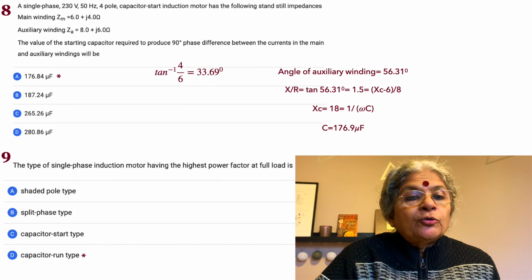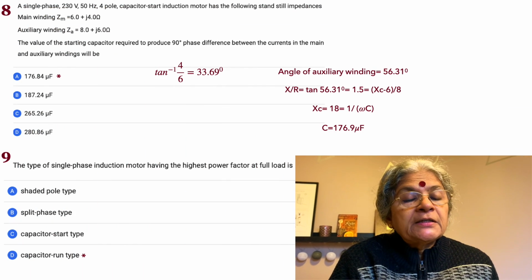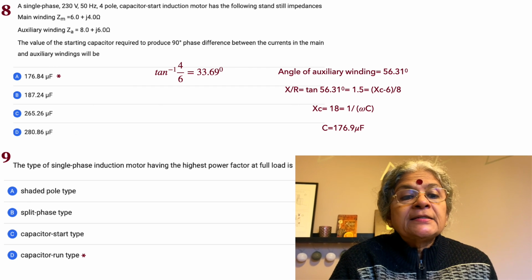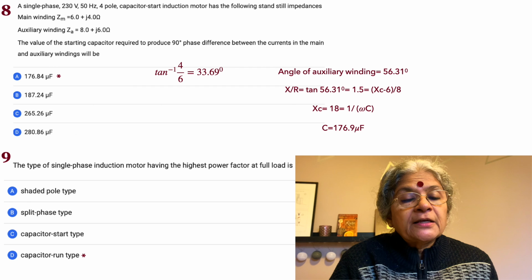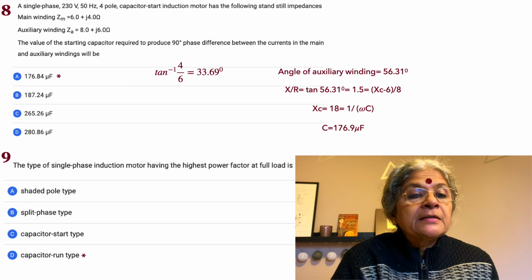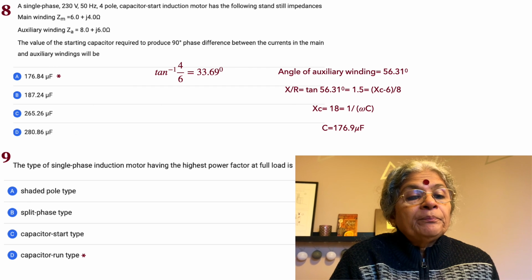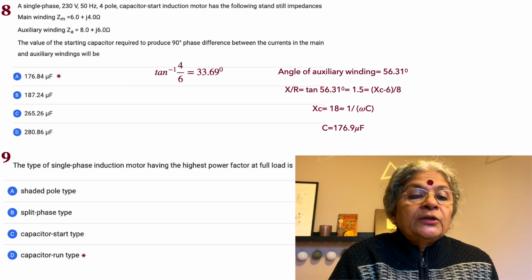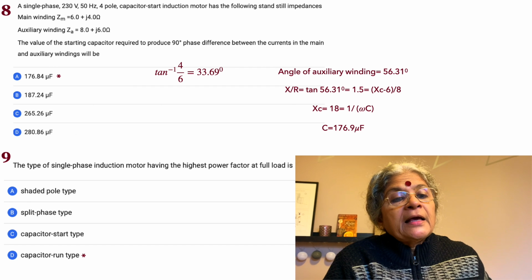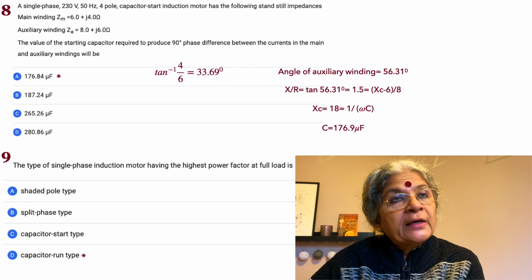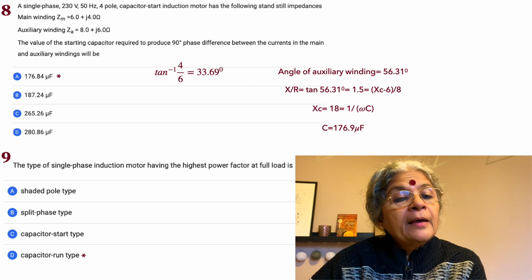Yeah, so moving on to the 8th problem, which is again a single phase induction motor, a single phase 230 volt, 50 hertz, 4 poles, capacitor start induction motor, just as before, has the following standstill impedances. In the early case also it was standstill impedances. Main winding is given by Zm is equal to 6 plus j4. So we have both the resistance and the reactances for the main winding, as also for the auxiliary winding, as Za is equal to 8 plus j6. So now we can calculate both phi m as also phi a.